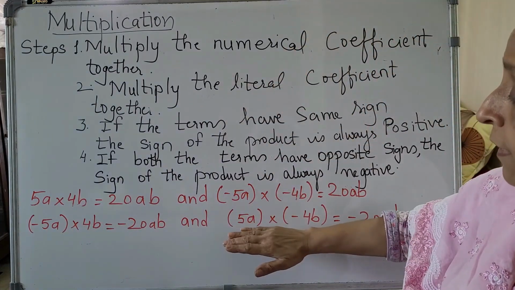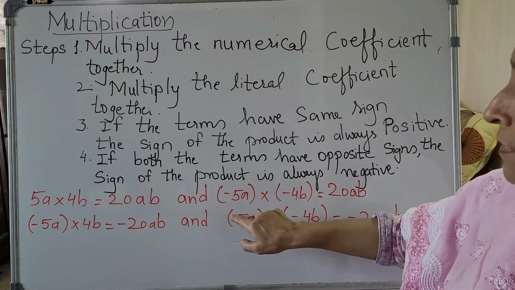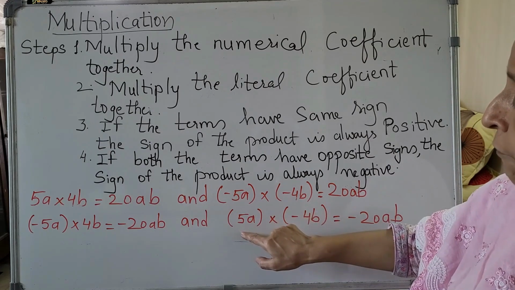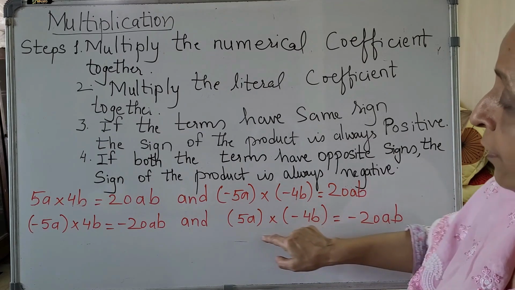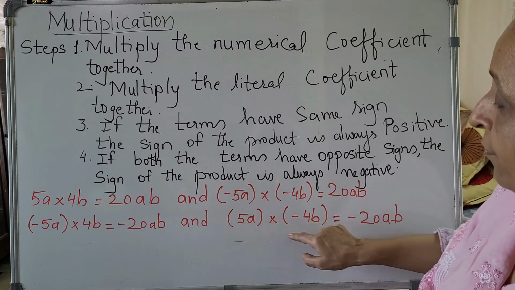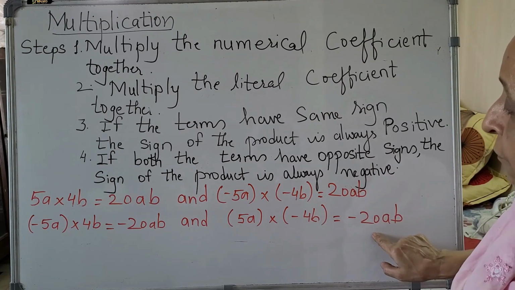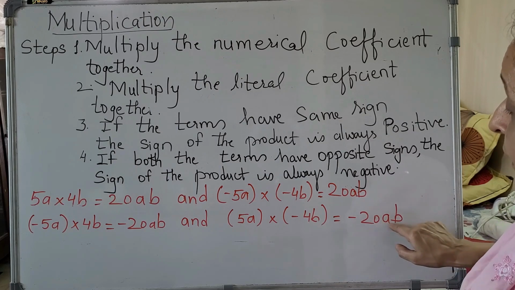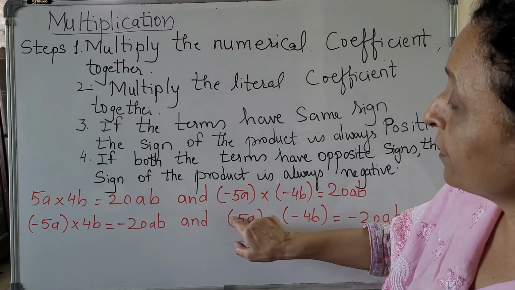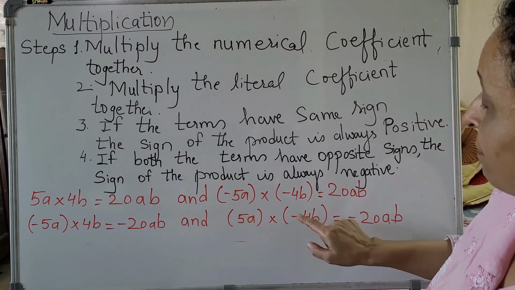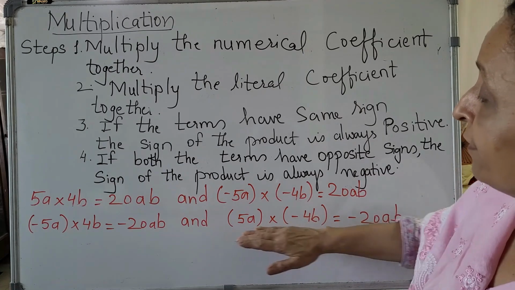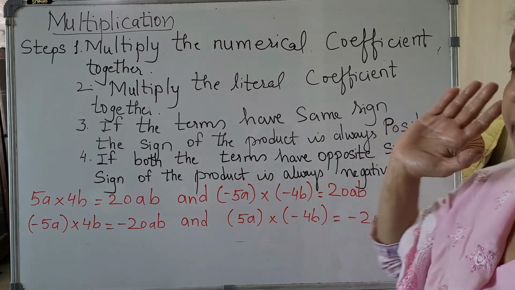Now here again plus minus, different. First you have to multiply the numerical coefficients. Then the literal coefficients, that you have done, 20ab. Decide about the sign. This is plus and this is minus. So different signs, therefore it is going to be negative.